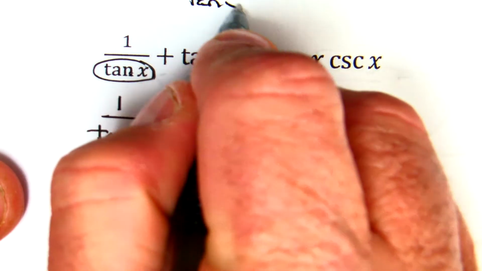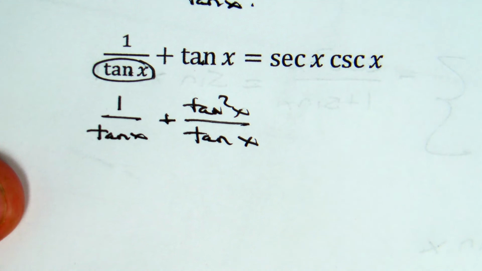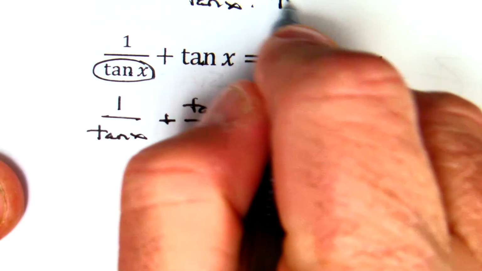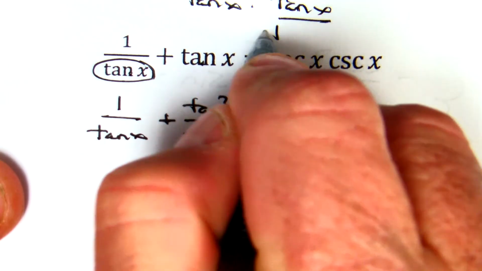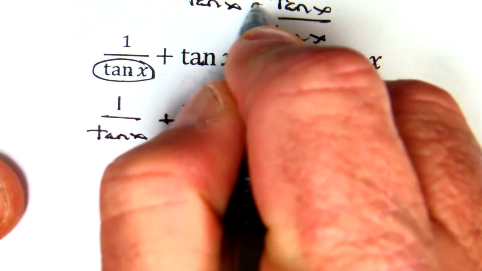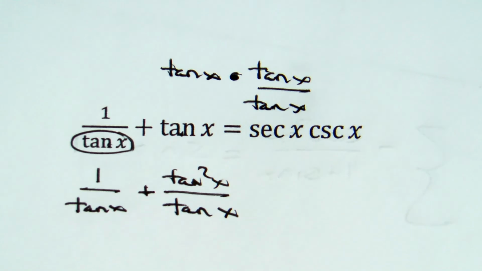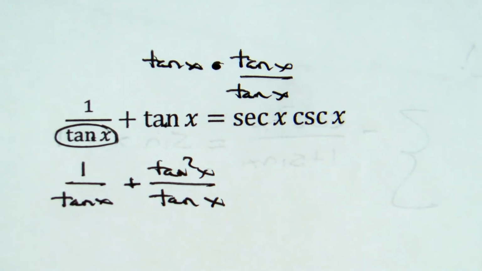Tangent x. So I'm going to take tangent x and multiply by 1 because I don't want to change the number. So you write that with the numerator and the denominator being exactly the same. So that's all you're doing. Last year you did it with like x plus 2 and x minus 3 in the denominator. Now you're just doing it with trig functions in the denominator.